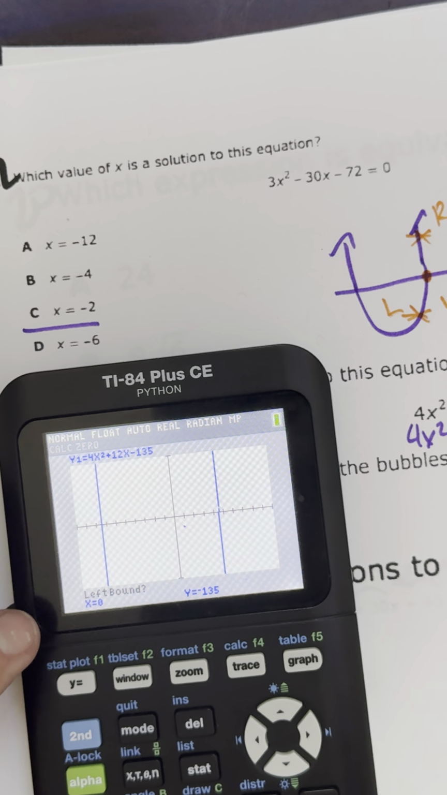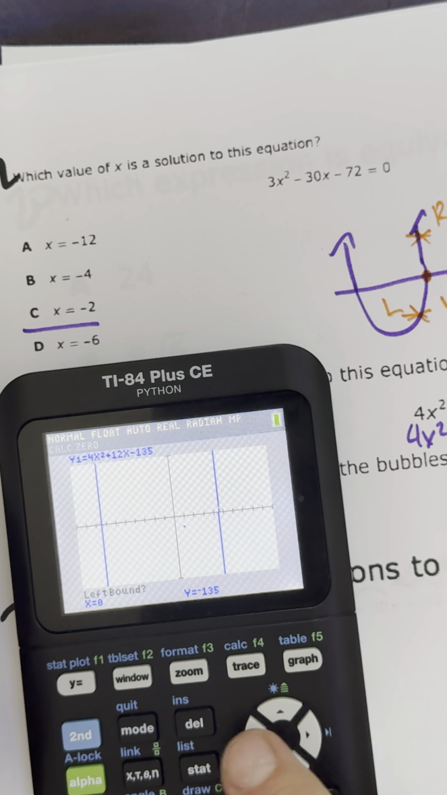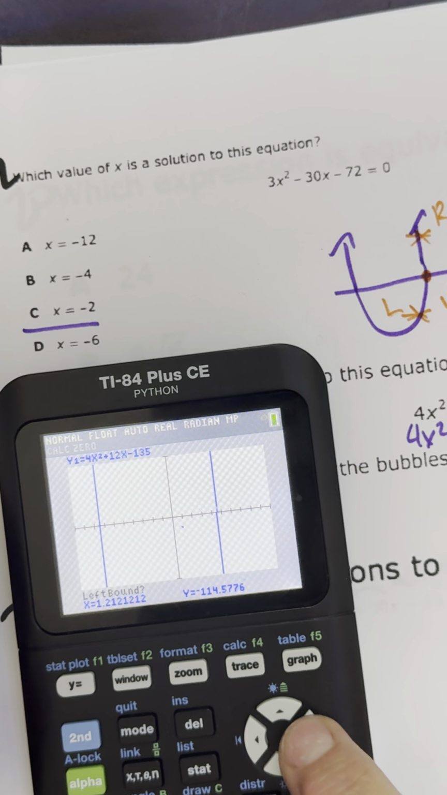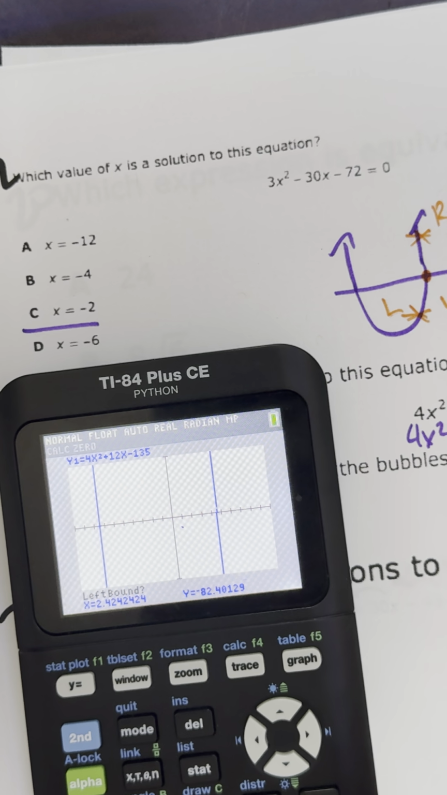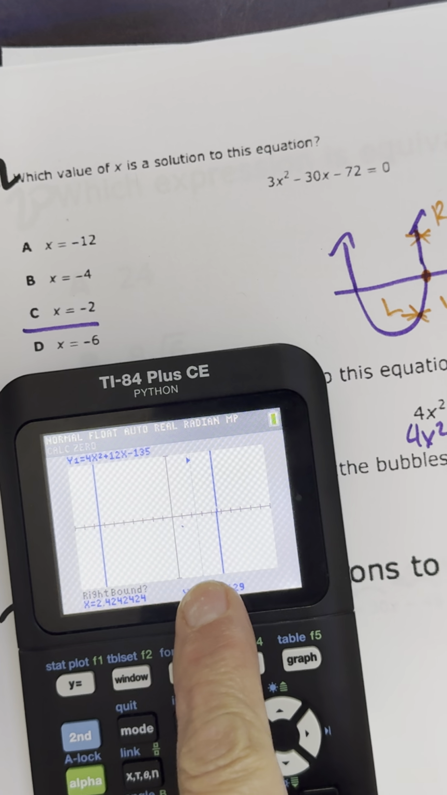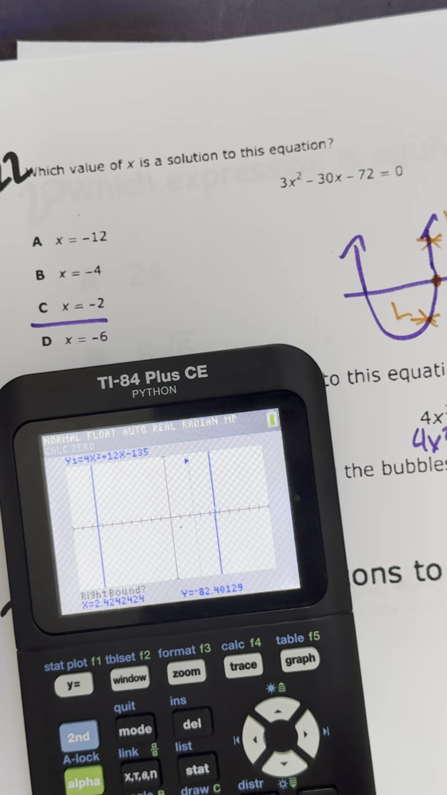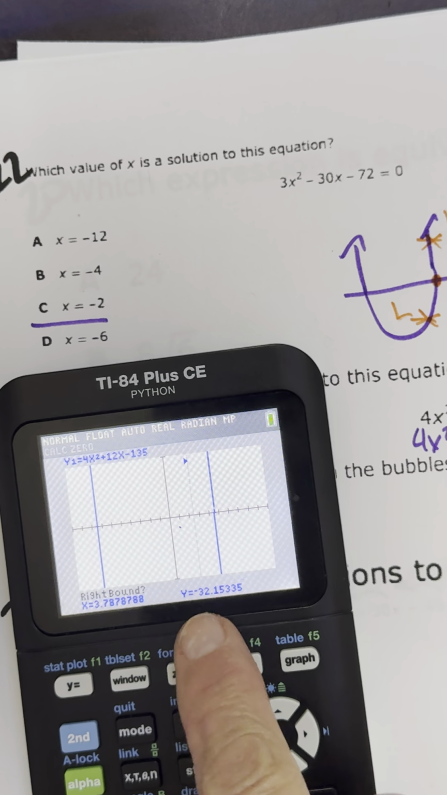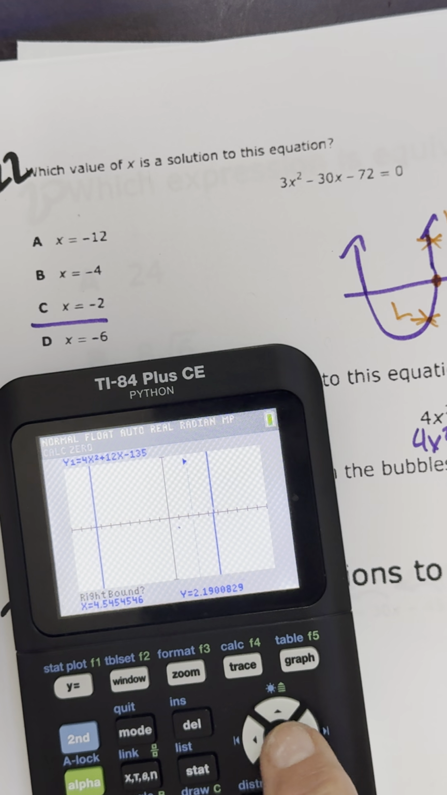Left bound. So right now I'm at 0 and -135. So you can only go left or right. So I'm just going to go a little bit right so that you can see the line. So I'm at 2.4 and -82. I can press enter. So that's my left side. So I need to be on the right side for my next line. So go right until the y values turn positive.